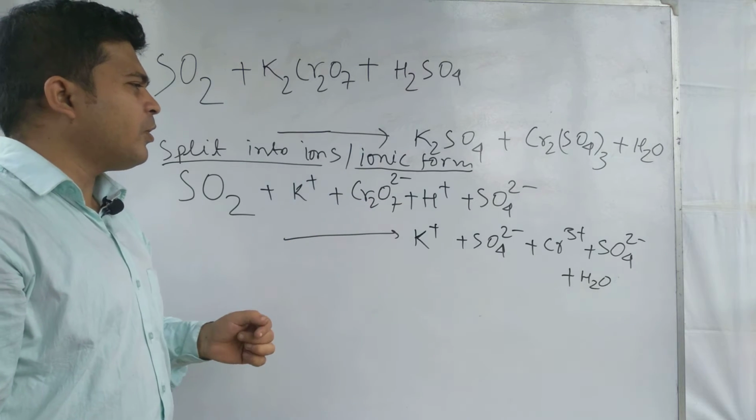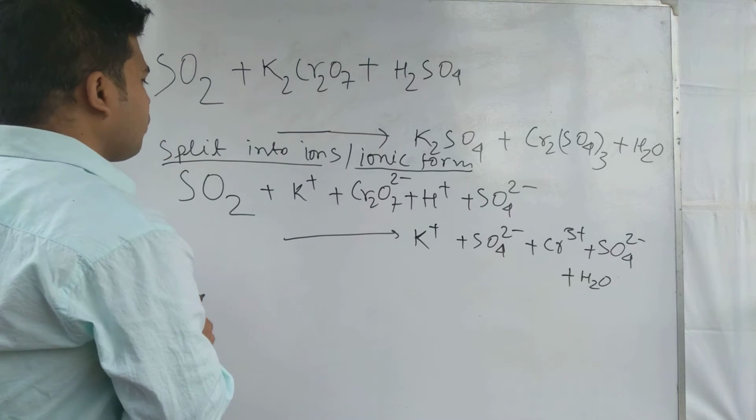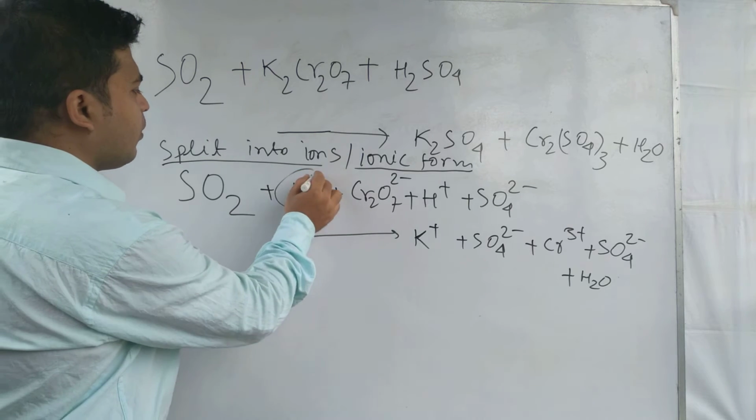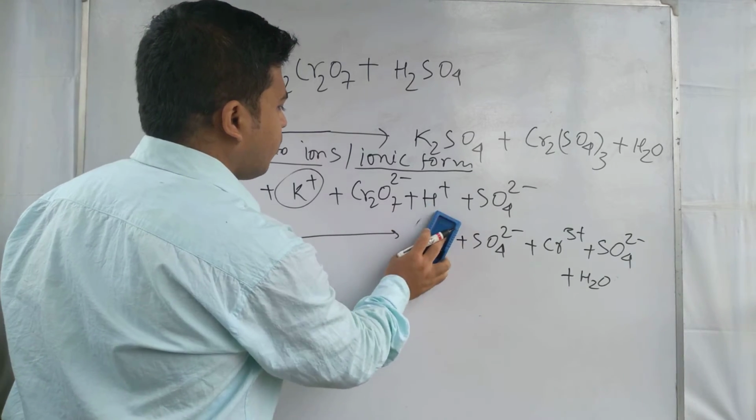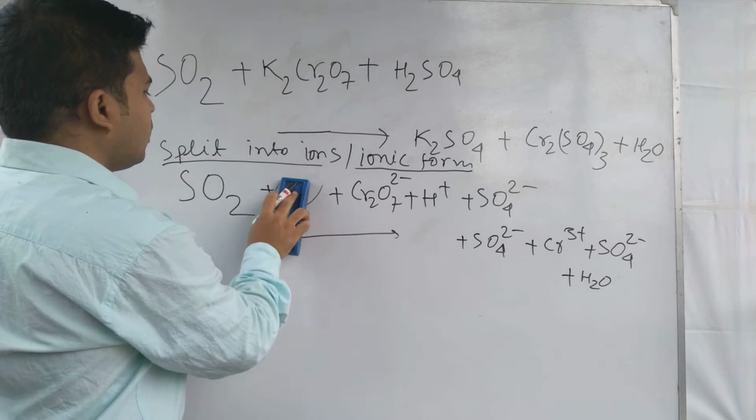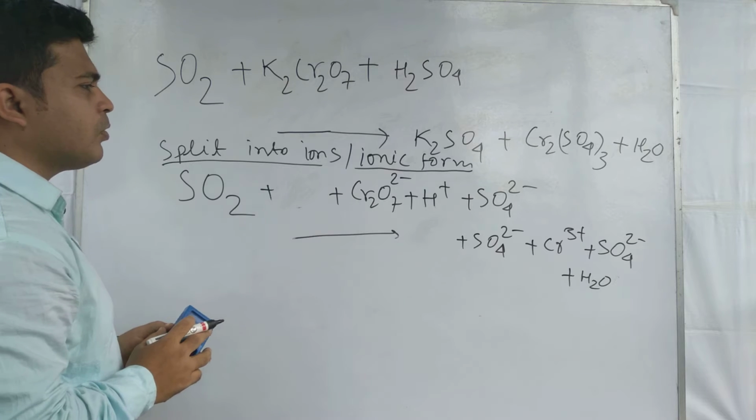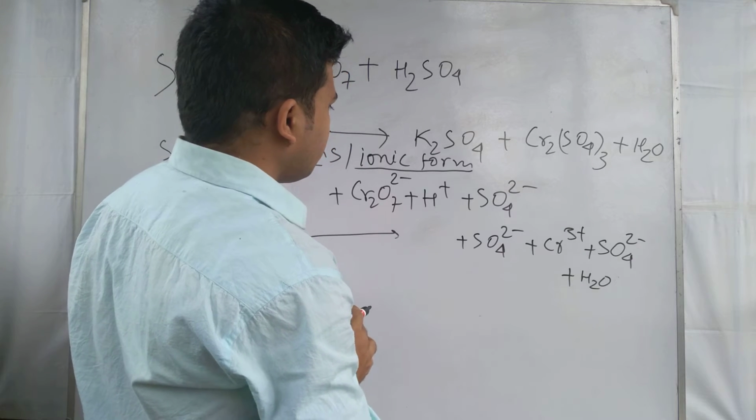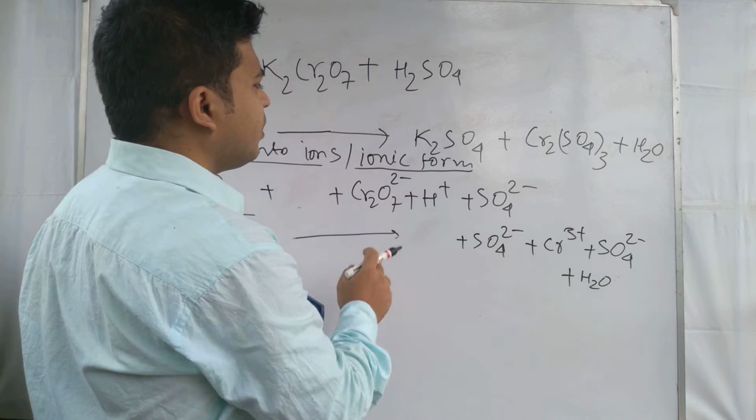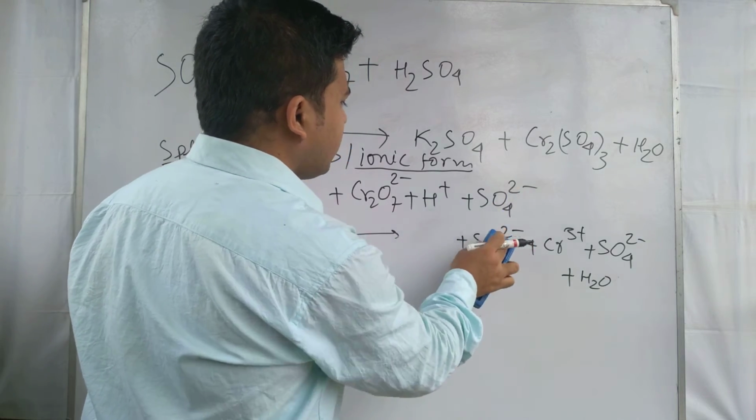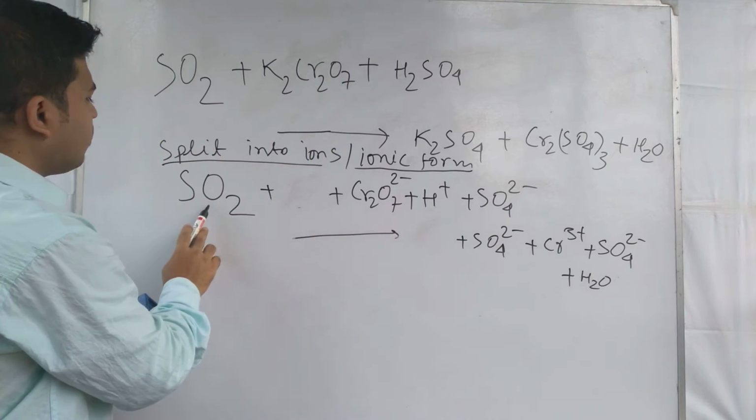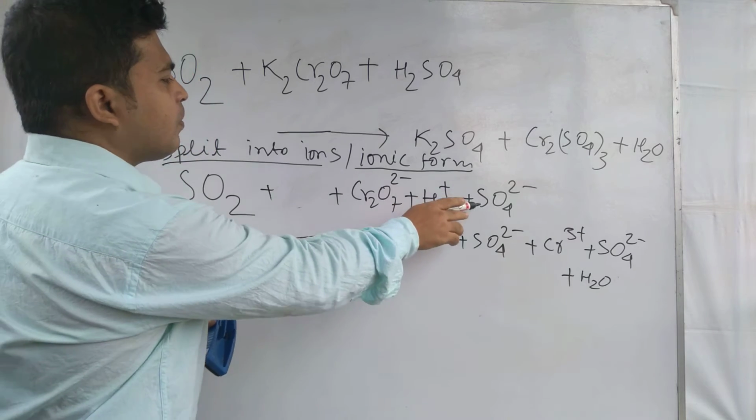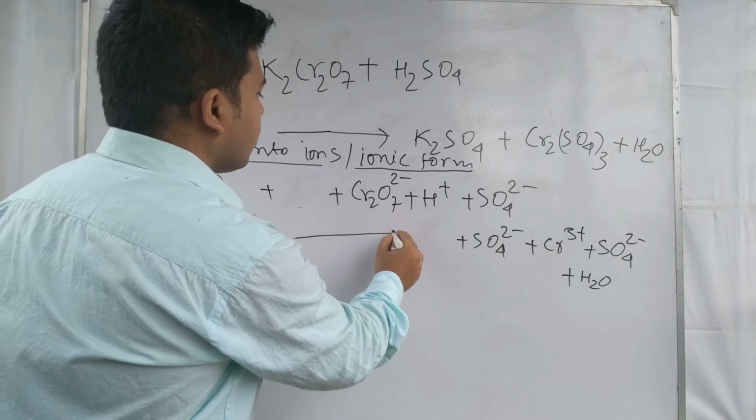This is a very important step, and the next step is eliminating the common ions on both sides. The common ion here is the potassium ion, so we eliminate it from both sides. H+ is present because the reaction takes place in acidic medium. We cannot eliminate sulfate, because sulfur dioxide is oxidized to sulfate, so it cannot be eliminated even though it is present on both sides.